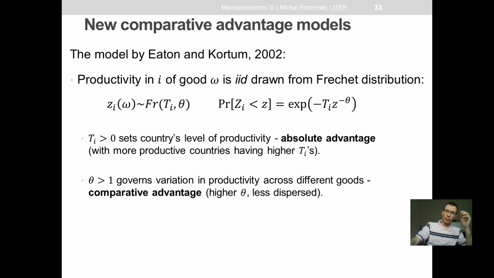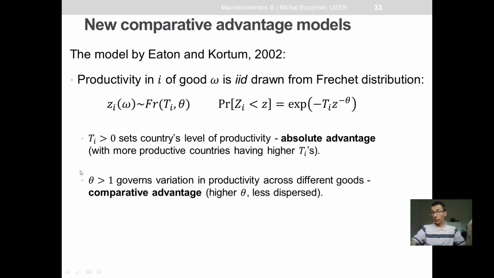But there's also a second parameter of this Frechet distribution, which is even more important from the perspective of this particular trade model, theta, that governs the variation in productivity across different goods and governs the comparative advantage between economies in producing particular varieties of goods. And this theta is nothing else but the standard deviation, the dispersion of the distribution. So not the location. The location is here with this parameter t. Theta is describing the dispersion of this particular probability distribution.